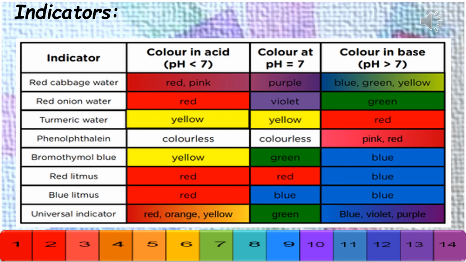And the universal indicator changes to red, orange or yellow in acidic solution according to the strength of the acid. It changes to green in neutral solution, and it changes to blue, violet or purple in basic solution.